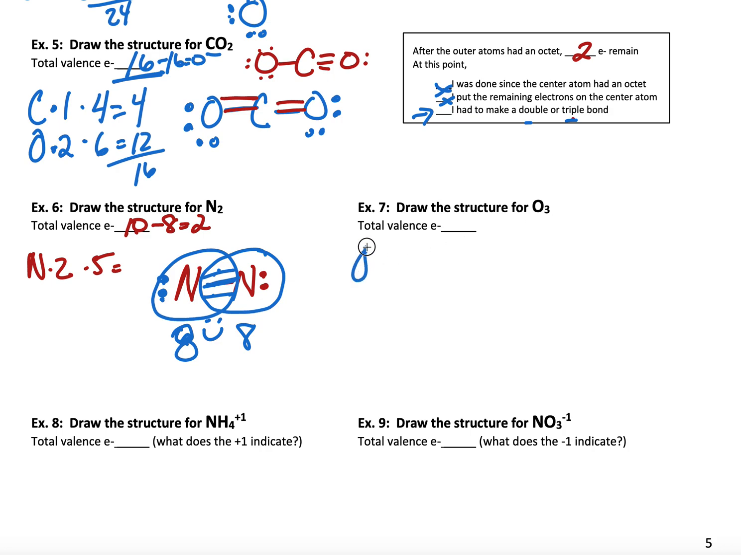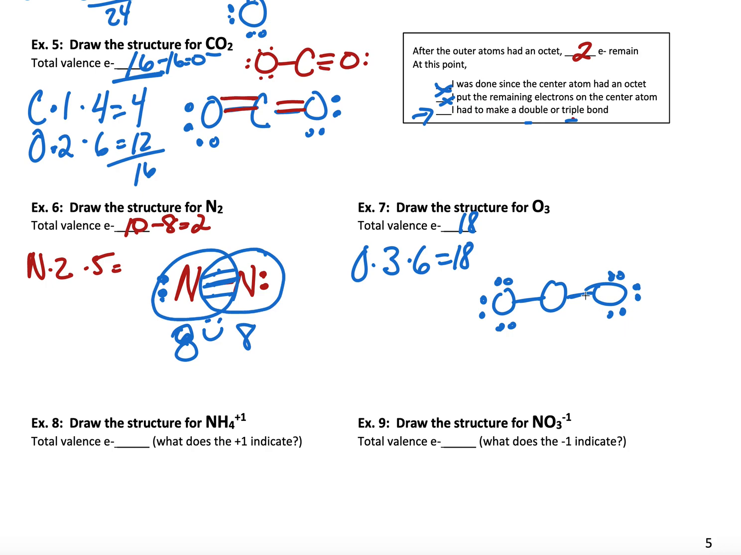All right, let's look at O3. We've got oxygen. There are 3 of them. The periodic table says oxygen has 6 valence electrons. 3 times 6 is 18. So we've got oxygen, oxygen, oxygen. The rule is give the outer guys an octet. So it's got 2 already. Put another 6 there. Now it's got 8. This one, it's got 2 already. Give it another 6. Now it's got 8.